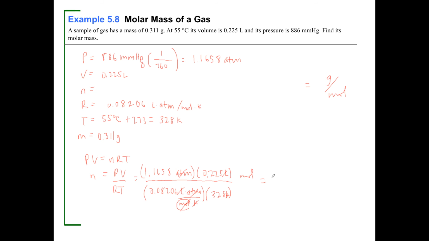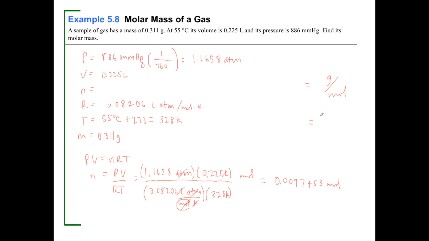So 1.1658 times 0.225 divided by 0.08206 divided by 328 equals 0.0097453 moles. Hopefully, that sounds right. Let's think about this. This is about 1, and that's about 1/5, so I expect a small number here. It's about 1/5 or 1/4 divided by 0.08 divided by 3. Yeah, it's good. We'll come back and see if this molar mass makes some sense.